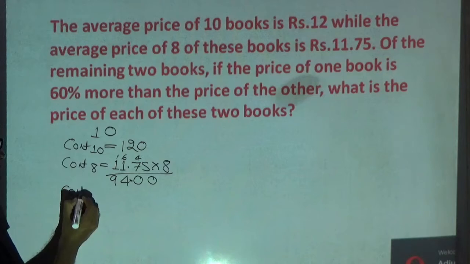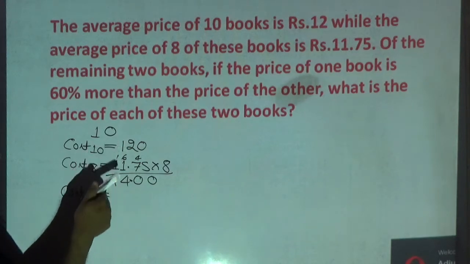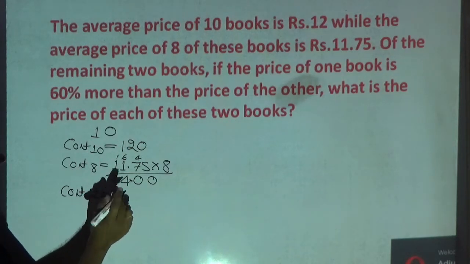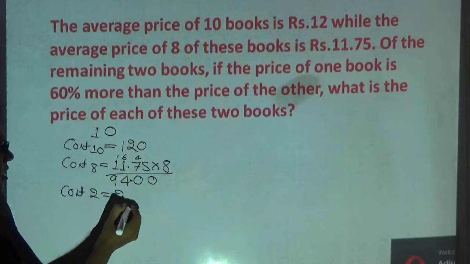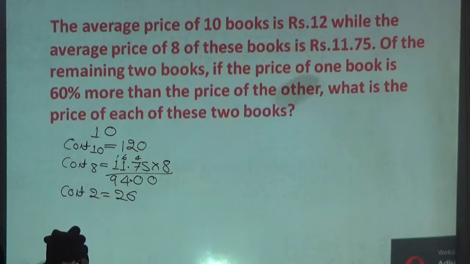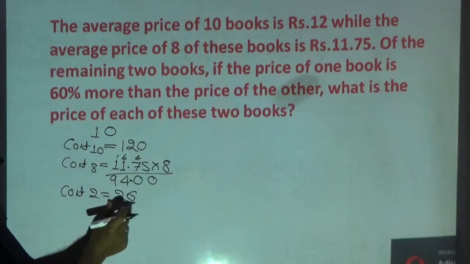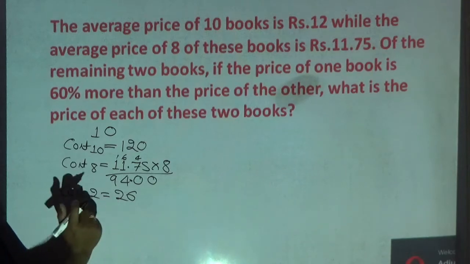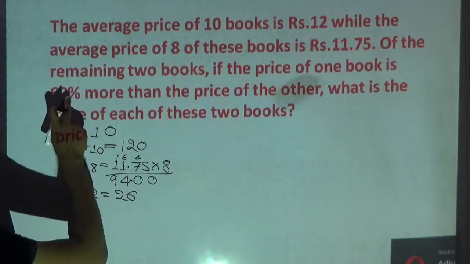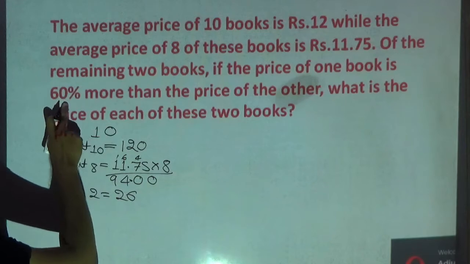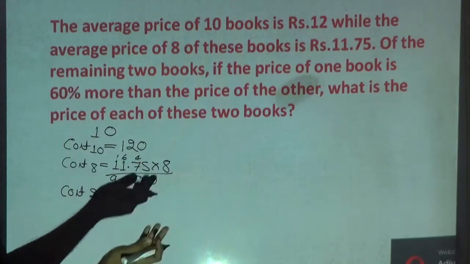Then what is the cost of the remaining 2 books? 120 minus 94. That will be 26. Now I came to know the cost of 2 books is 26. But what are they asking? They are telling that among the 2 books, one book is 60% more than the other book.